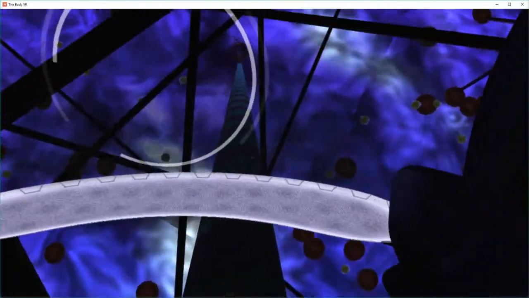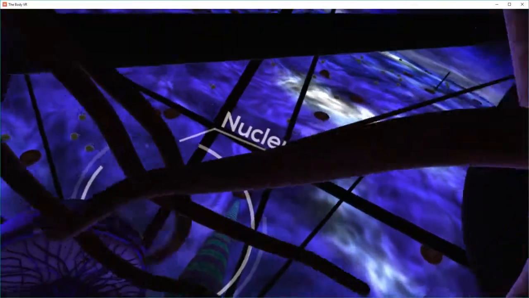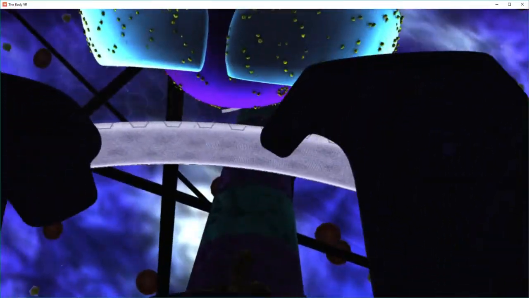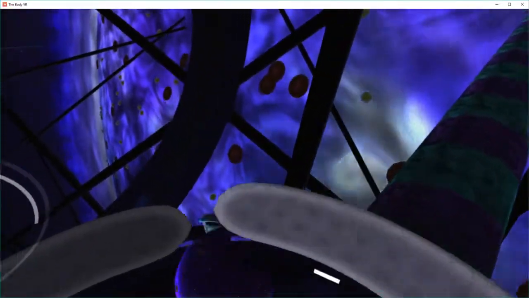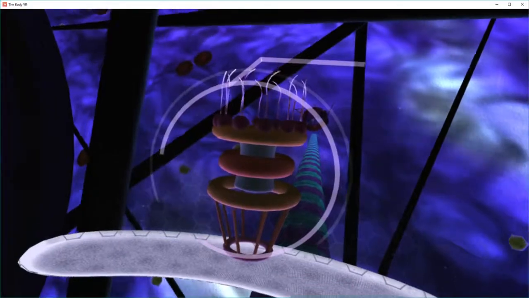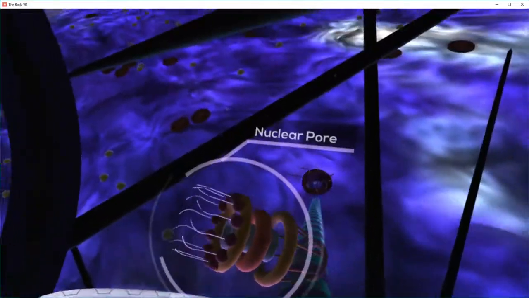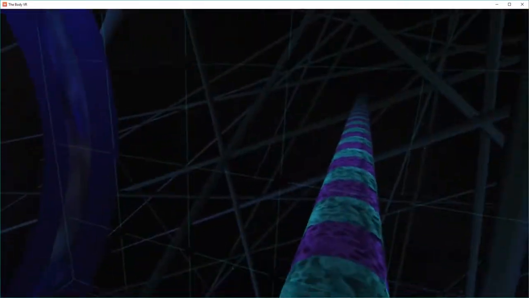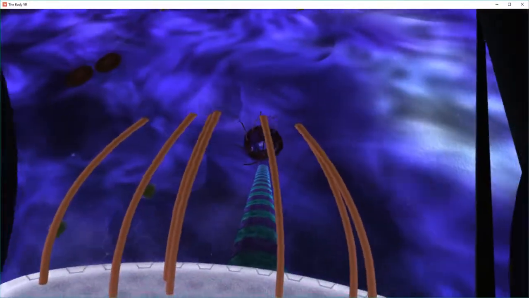The surface of the nucleus has its own membrane, similar to that of the cell. Pores are spread around the surface of the nucleus to allow entry and exit of larger molecules. Protein filaments are located around the edge to facilitate the transport.